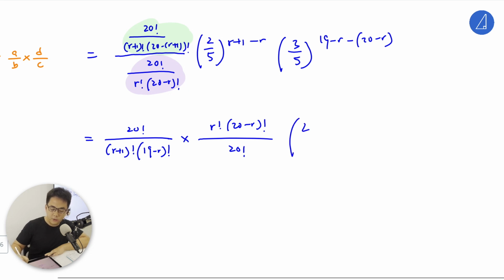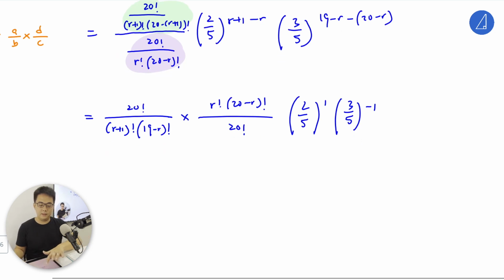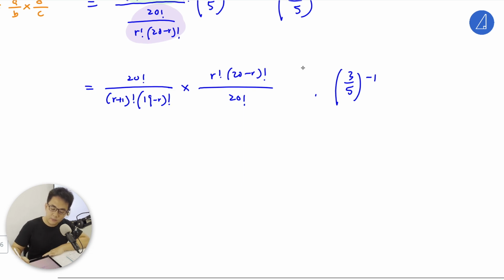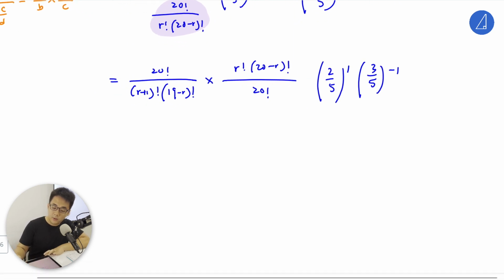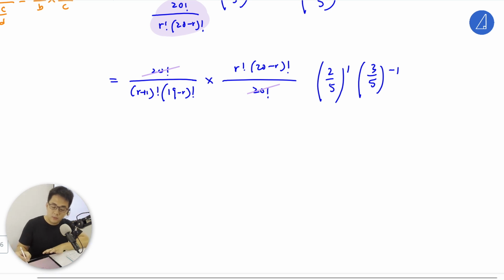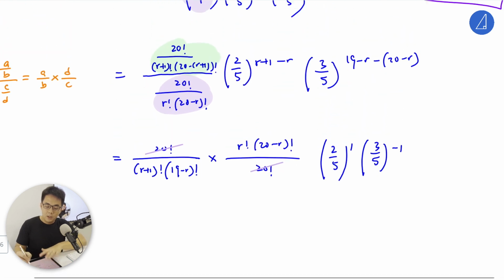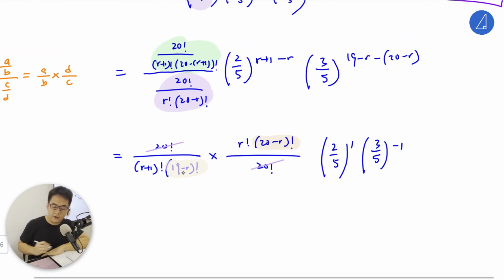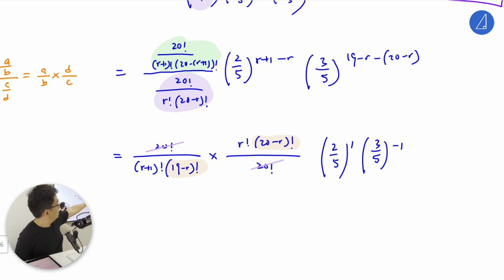So 2/5, 1. This is 3/5, minus 1. Okay, I don't think this is a problem here. This 2/5 and the 3/5 one. This one is where the fun begins. 20 factorial divided by 20 factorial. Get it? So can you zoom in on this part here? See this part? Between (20 minus r) factorial and (19 minus r) factorial, which one is bigger? So (20 minus r) is bigger. So you just expand the (20 minus r) so that you get (19 minus r) factorial. Then you can cancel the (19 minus r) factorial below.